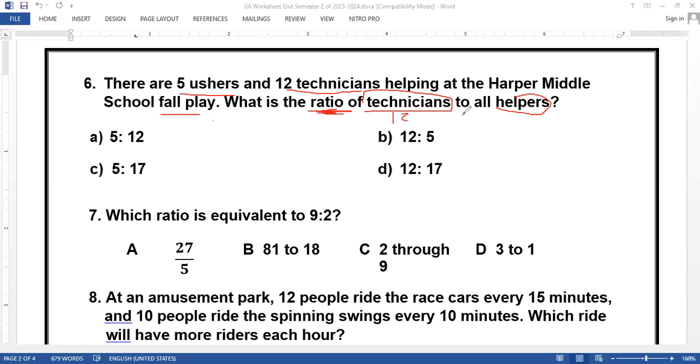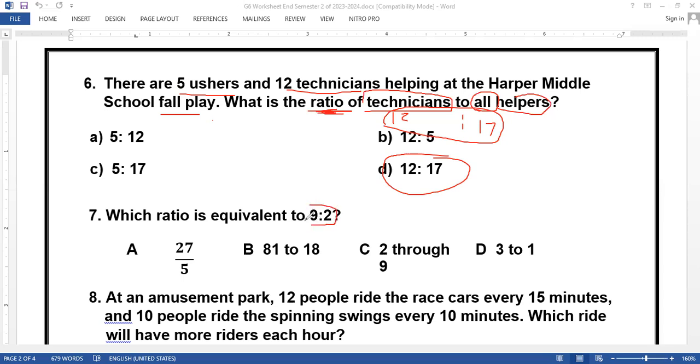Two dots here, or over. All helpers. So I want the ushers and the technicians, which is 12 plus 5 equals 17. So the answer is 12 to 17. We can't say 17 to 12 because the order is very important in the ratios.